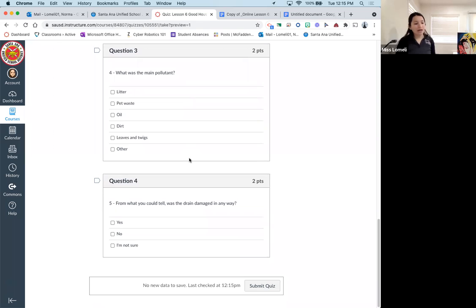And then, from what you can tell, was the drain damaged? Some of the drains, you can see that the grate's damaged or some other thing is happening to your drain. So do you see from afar that it is damaged? Now, I do want you to get kind of close to it. You're not going to stick your hand in there. You're not going to stick your face in there. None of that. You're going to observe. You're going to clean around it. So yes, you're going to get in there.